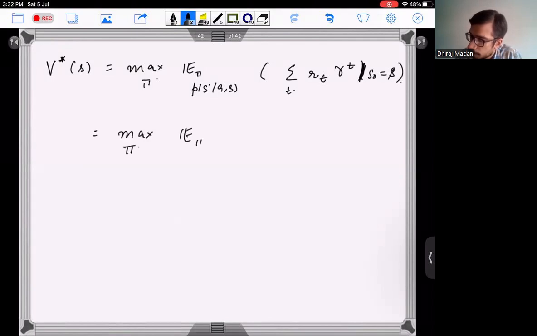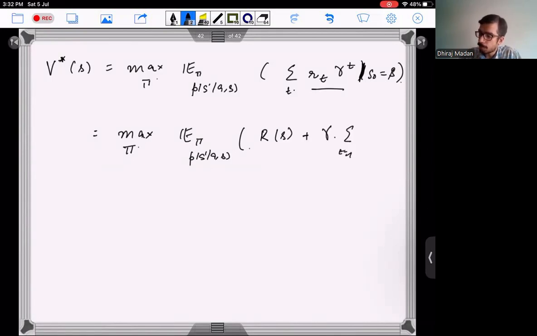Now again, as before, let me split this sum into two parts. So first of course we have R naught. So R naught is nothing but R of S, because S naught is S. And then I have gamma times the sum over T from 1 to infinity of R_T gamma to the power T minus 1, given S naught is S.